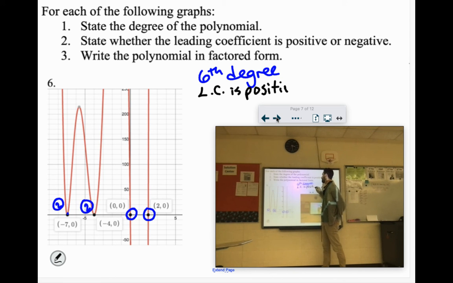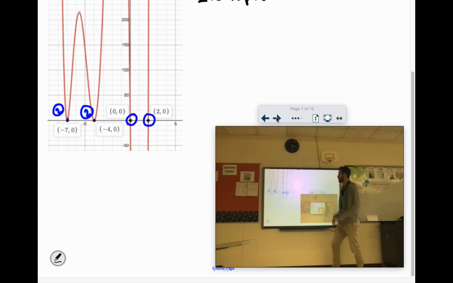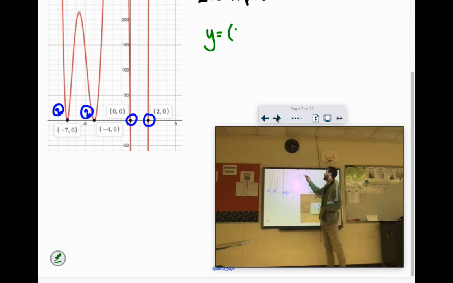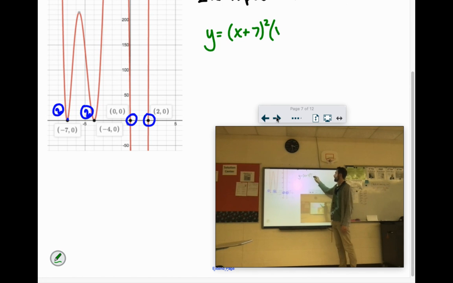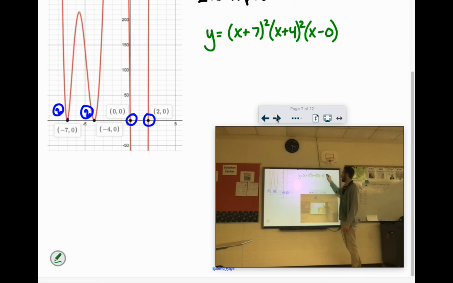Are you sure? I hope you said it at home. I hope you did. And then we need to write it in factored form. So we have that multiplicity of 2 at negative 7, so it could be written as x plus 7 to the second power. Then it has a multiplicity of 2 at negative 4, so that would be x plus 4 to the second power. It crosses through at 0, so you could say x minus 0, and we're going to clean that up in a minute. And then it crosses through at 2, which would be x minus 2.